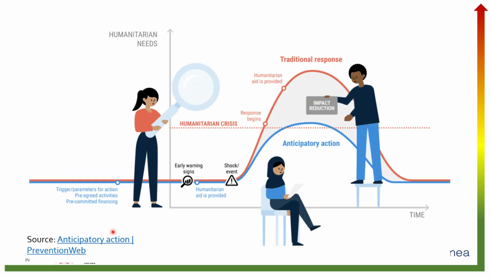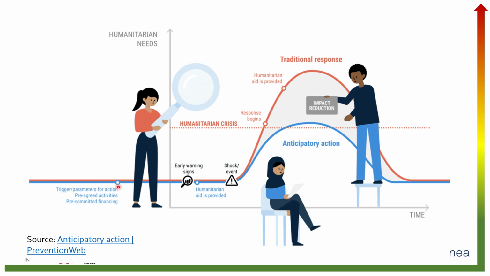Let's look at a graphic explaining how anticipatory action would play out in real life. On this graph, the x-axis at the bottom is time, and the y-axis is humanitarian needs. We would begin at this point on the graph with an anticipatory action plan that includes a set of pre-agreed actions, pre-committed financing, and the trigger or parameters for action. So we would know what actions, what money is allocated, and what the trigger threshold is.